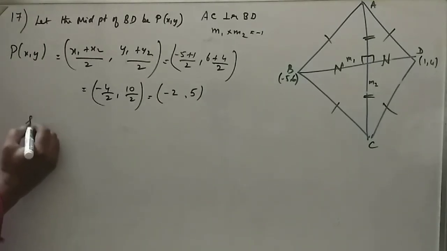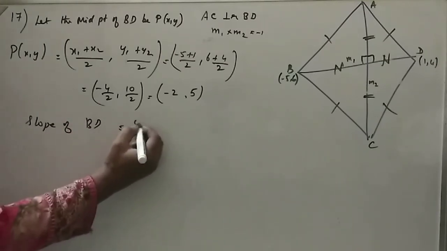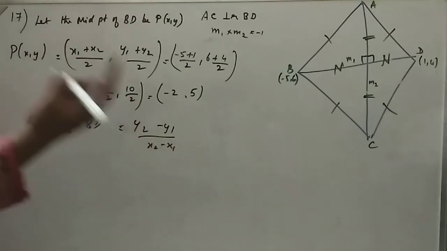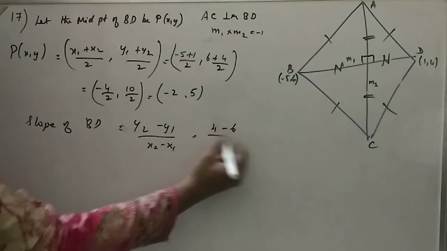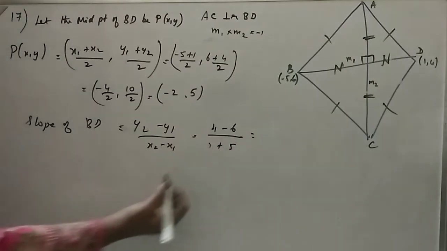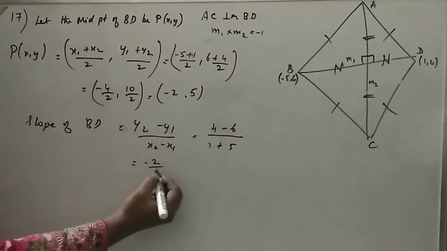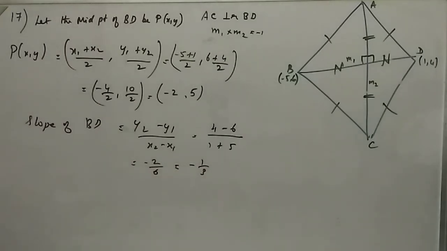Next, slope of BD. y2 minus y1 upon x2 minus x1. So, 4 minus 6 upon 1 plus 5, you will get minus 2 upon 6, that is minus 1 upon 3. You will get now equation of a line.